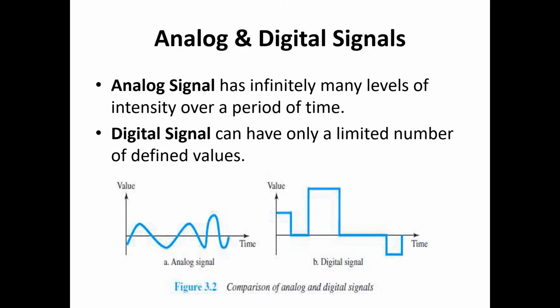Now what is analog and digital signal? Similar to data, a signal can be analog or digital. An analog signal can have infinite number of values in a given range. On the other hand, a digital signal has a limited number of values in a given range. The following diagram which you see in the slide depicts what is analog and digital signal.